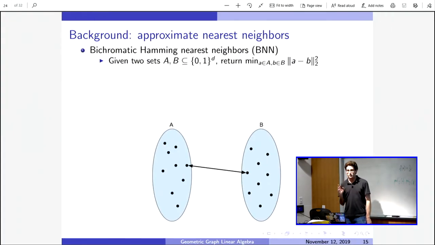The strong exponential time hypothesis has a lot of implications for complexity theory. In particular, one implication is related to this problem called nearest neighbors. Specifically, in our hardness results, we're going to reduce from the bichromatic nearest neighbor problem. This is the following problem. We're given two sets A and B, and we'd like to compute the minimum distance between any points in A and B.